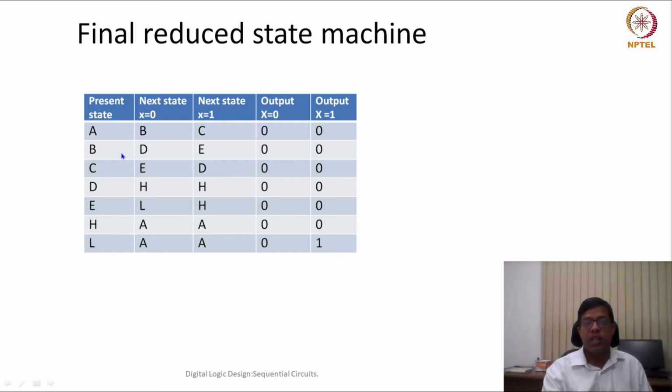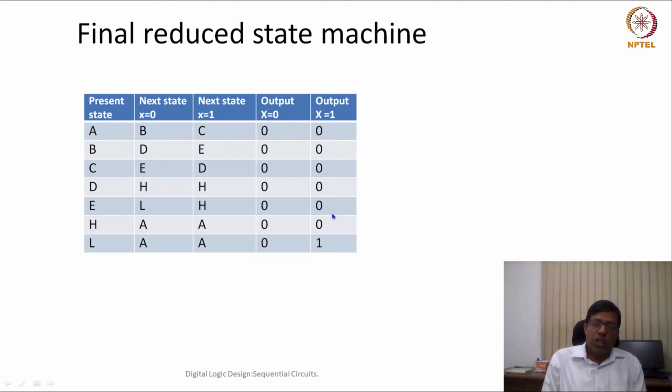so only 7 states are there: A, B, C, D, E, D, E, F is not there, D, E, H, L. So these are the only states. So that means we can reduce.